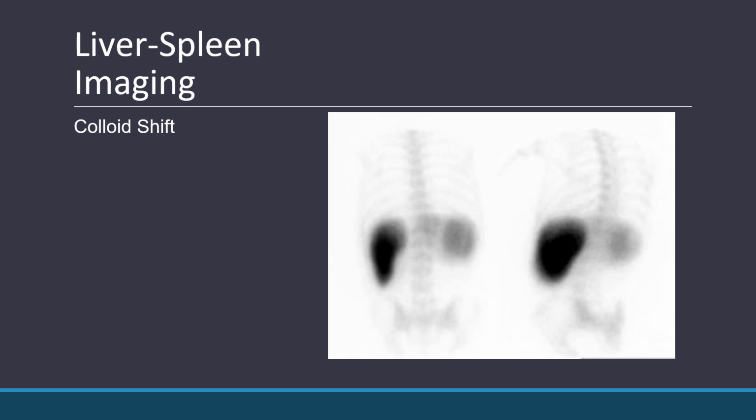These are posterior images, and you see that the bulk of the activity is in the liver, or I'm sorry, in the spleen. Because these are posterior images, this is the spleen on the left and then the liver on the right. You see a lot more bone marrow than you did in the other images, and the spleen is very, very bright, whereas the liver appears smaller and less intense.